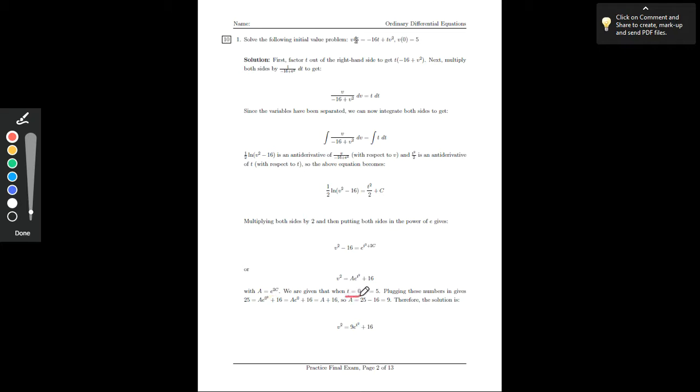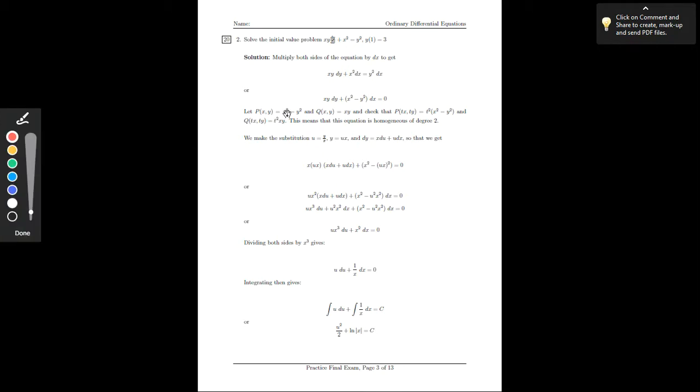We're given that when t is 0, v is 5. When we plug these numbers in, we get 25 is A times e to the 0 squared plus 16, which is equal to A times e to the 0 plus 16, or A plus 16. Therefore, A is equal to 25 minus 16, which is 9. We plug in the value for A is 9, and we get this final solution. v squared equals 9 e to the t squared plus 16.